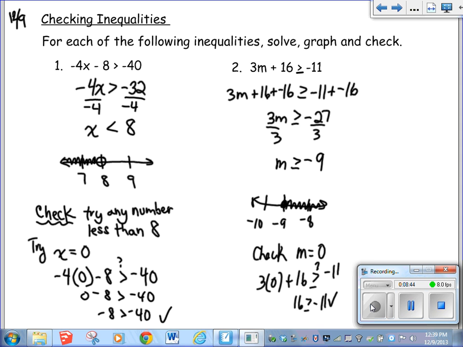Daryl? Now, I still got the same answer for the check, but I divided 16 by 16, at, like, negative 11.